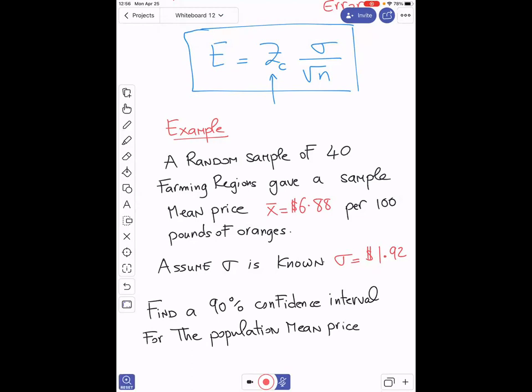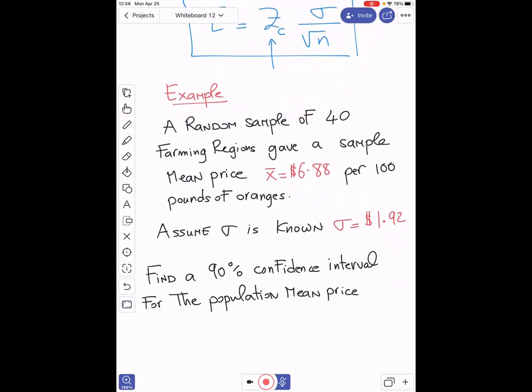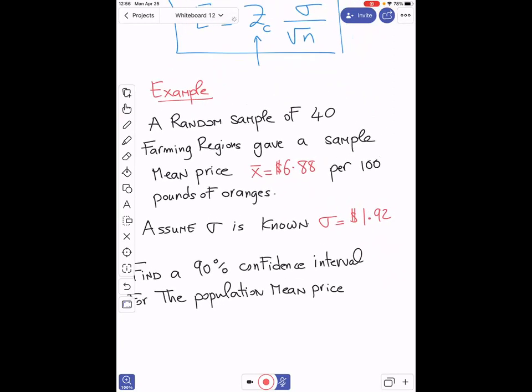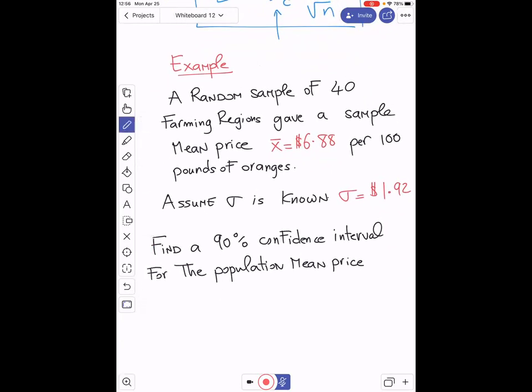So you take the average price of all the farming regions, not just the 40. Here we have a sample of 40 farming regions, but your population mean price would be the average price of all the farming regions, let's say in the US. So we want to find a 90% confidence interval for the population mean price, mu, of all the farming regions in the US.